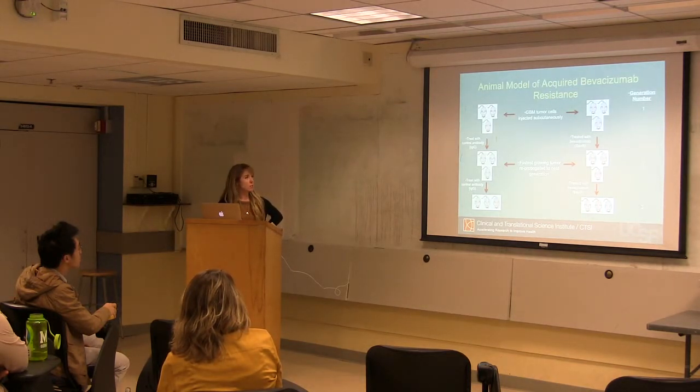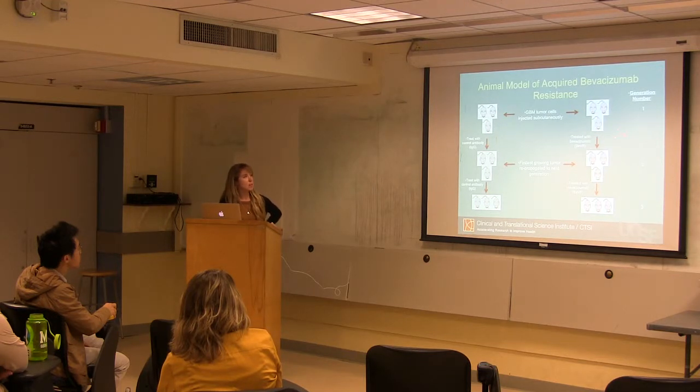So just to give you a sense of how this works, we took glioblastoma primary tumor cells and injected them into mice subcutaneously. It's a standard way of doing in vivo studies for this tumor model. And then the mice were either treated with a control antibody, just IgG, or treated with bevacizumab.